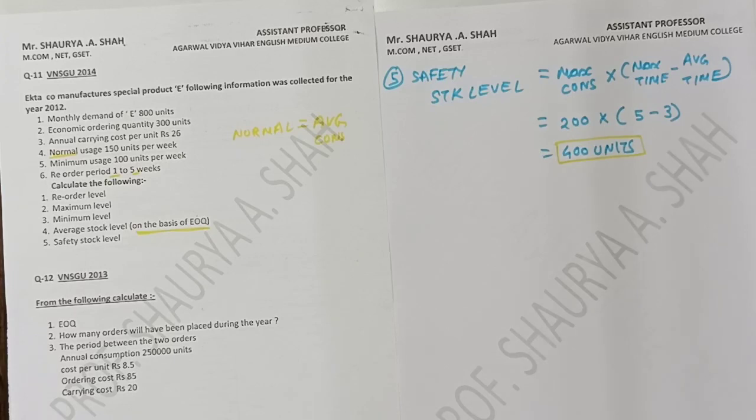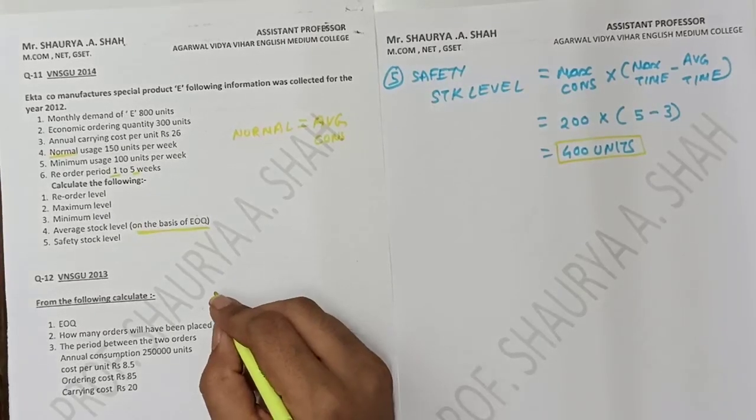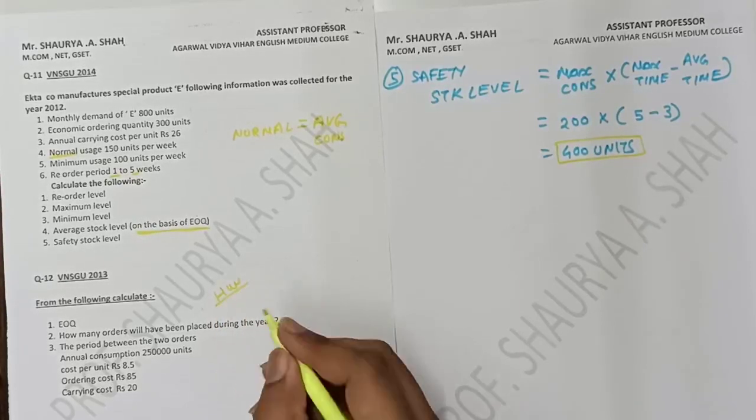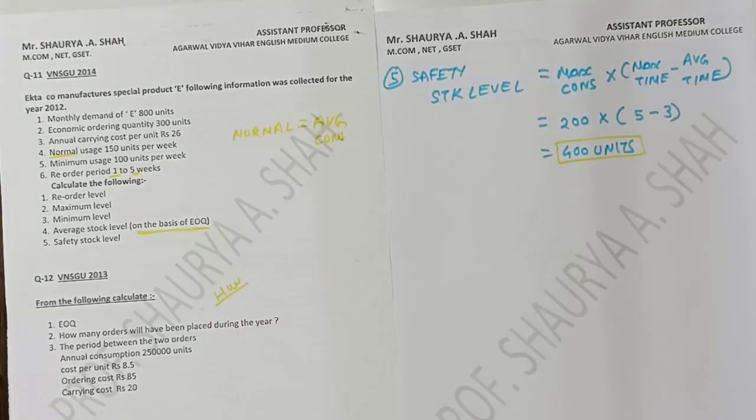Now dear students, question number 12 is for your homework. That is again a similar sum to what we did just now. EOQ you need to find out, how many orders will have to be placed, and the next is the period between two orders. Annual consumption is given, cost per unit is given, and ordering cost is given. So you need to solve this sum at your home. This is for your practice.